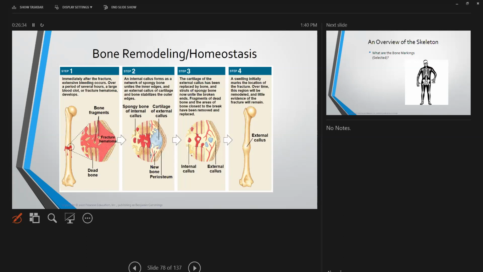In step 3, the cartilage of the external callus has been replaced by bone, and struts of spongy bone now unite the broken ends. Fragments of dead bone and the areas of bone closest to the break have been replaced. So we're basically remodeling that bone. And then in the 4th step, you'll see where that external callus has enlarged that portion of bone, so we can see where the previous fracture site was.